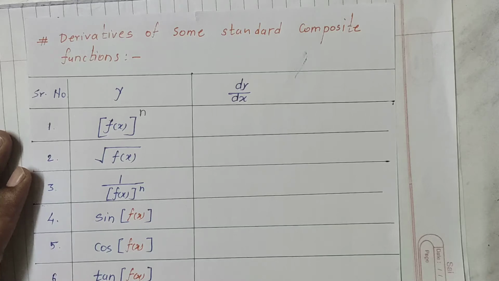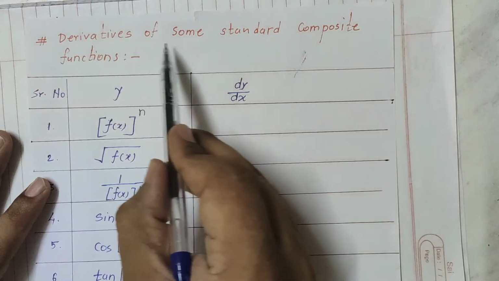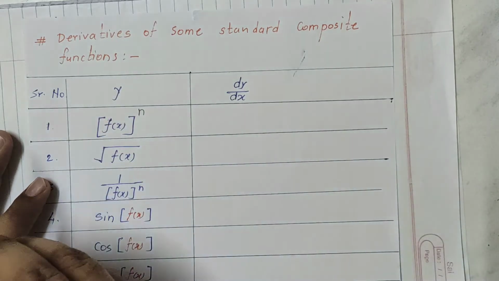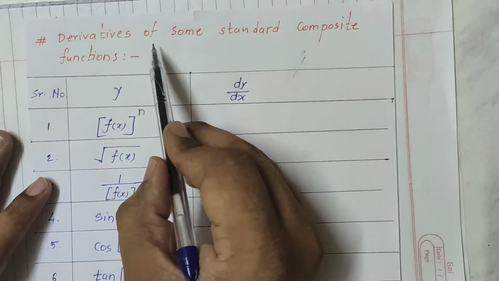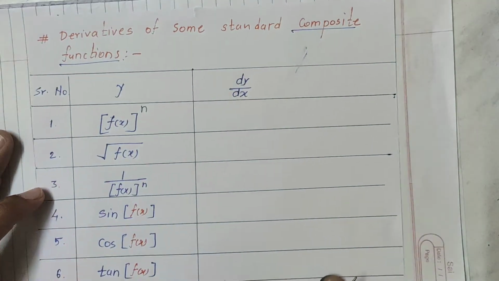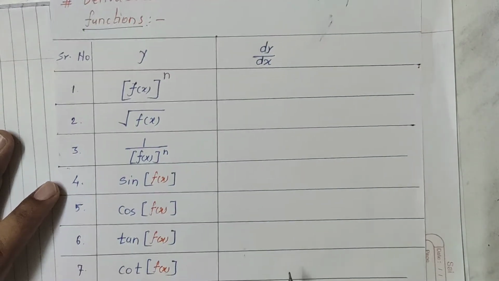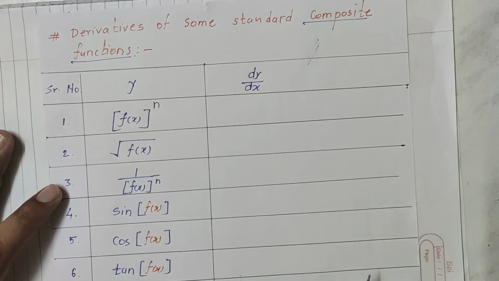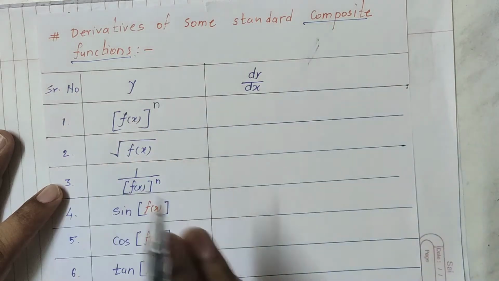Now in this section we start derivatives of some standard composite functions. Here I am taking some formulas which are very important for solving the next problems. If you recall them well, then you will very easily solve problems that depend on the derivative of a composite function.